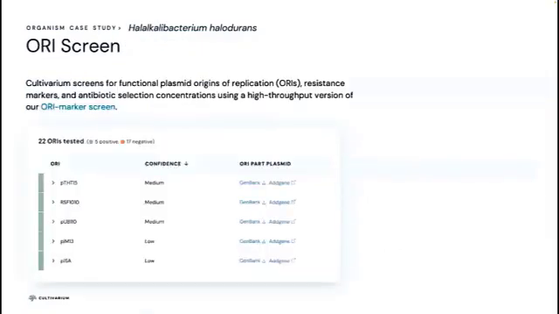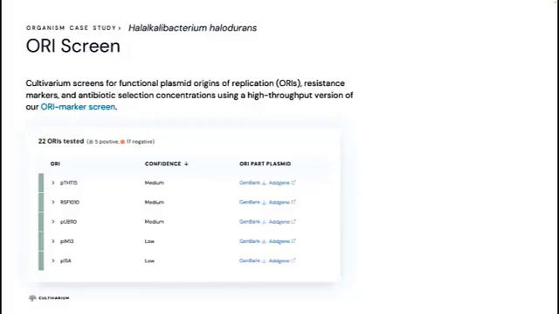Next, we screen for functional DNA parts, specifically for plasmid origins of replication, ORIs, and resistance markers. We have developed a high-throughput screening protocol where we screen for 22 different origins of replication and 6 different antibiotic markers that are delivered via conjugation. Here we show the results of what worked and what didn't work for this organism.